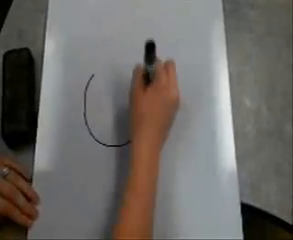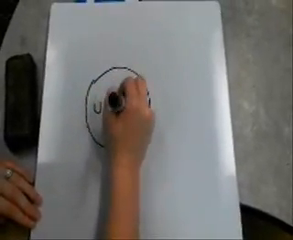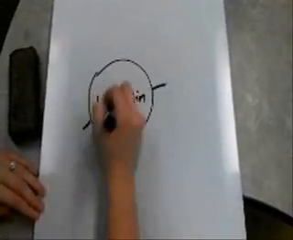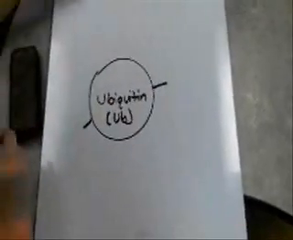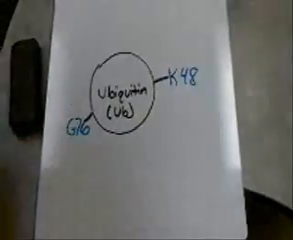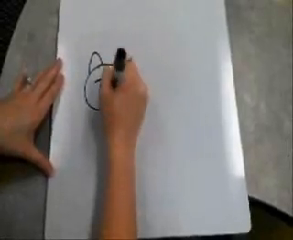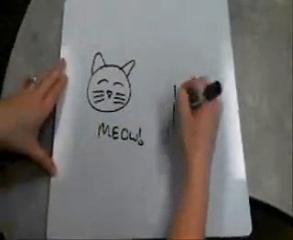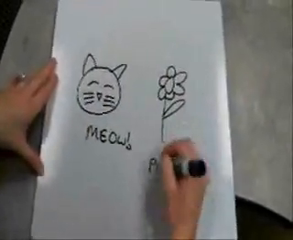Ubiquitin is a 76 amino acid polypeptide chain with two notable amino acids, lysine 48 and glycine 76. It is highly conserved in all eukaryotes and is so important that it led to the 2004 Nobel Prize in Chemistry. This was awarded to Aaron Ciechanover, Avram Hershko, and Irwin Rose for the discovery of ubiquitin-mediated protein degradation.